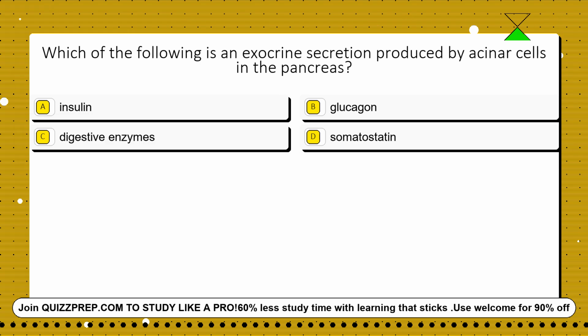Question 47. Which of the following is an exocrine secretion produced by acinar cells in the pancreas? Option A, insulin. Option B, glucagon. Option C, digestive enzymes. Option D, somatostatin.